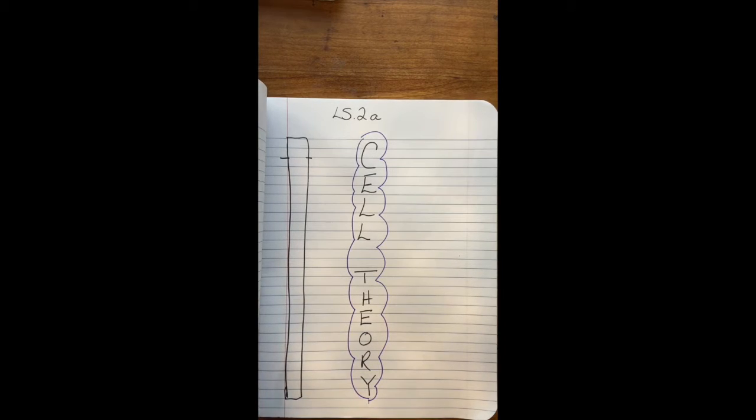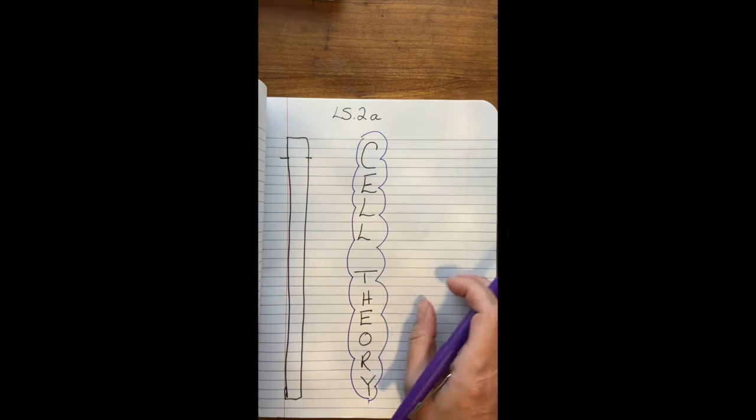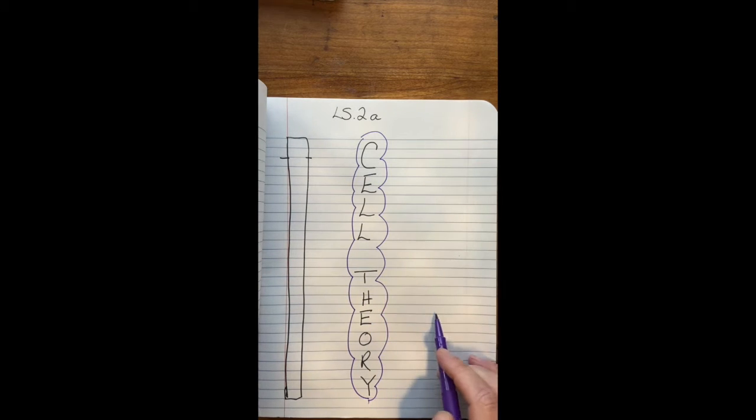Okay, welcome students to your cell theory notes. This is our first interactive notebook entry for this unit LS2. So this is pretty much going to be an overview of not only what the three parts of the cell theory are, which is why I split this into two different sides, what are those three major parts?